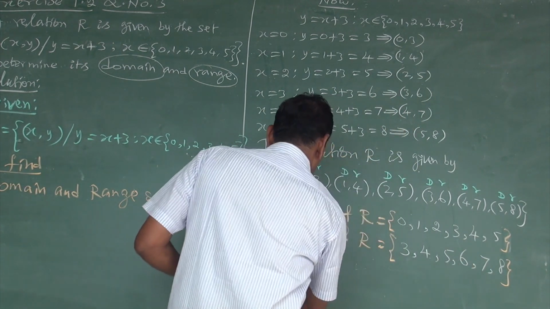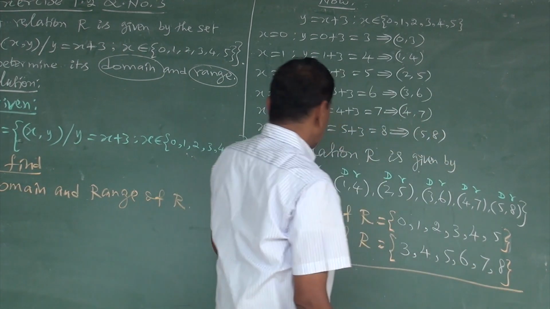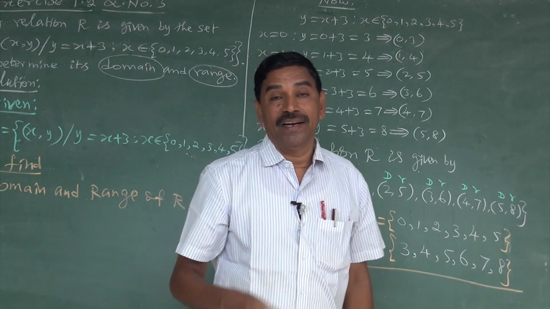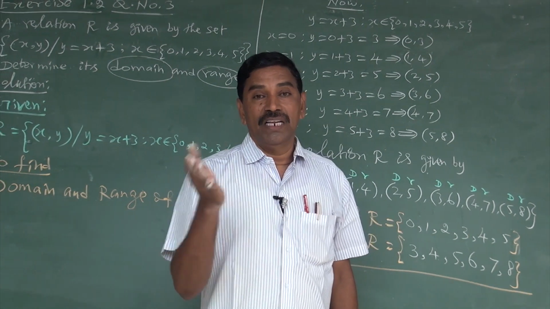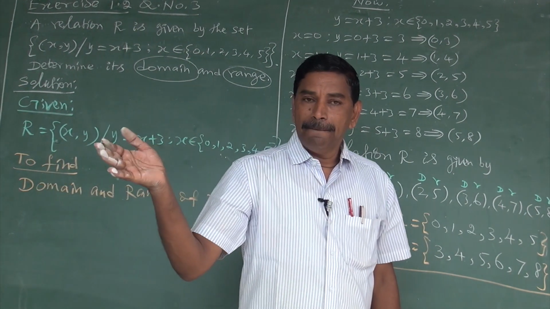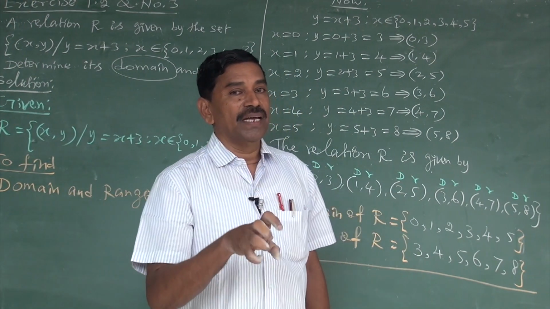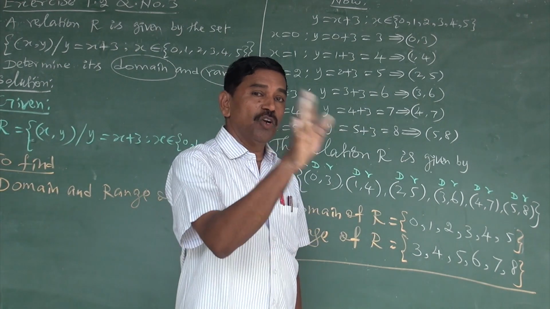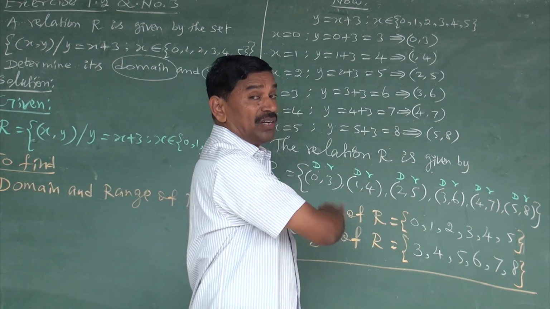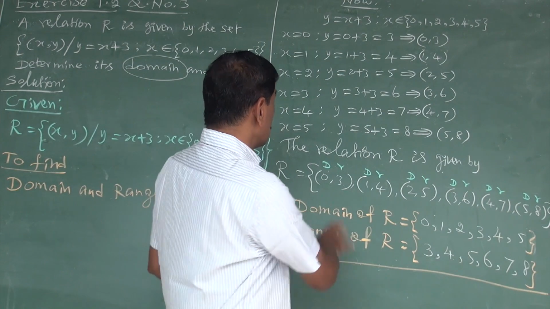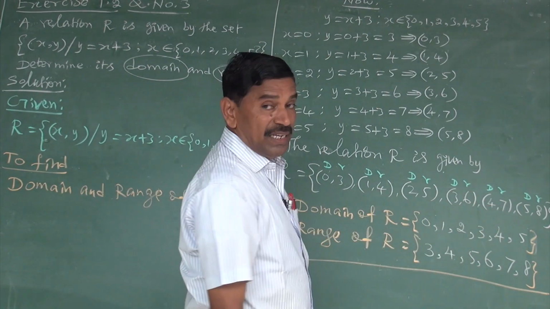Listen. In this question, we are asked to find the domain and the range of R. So first we list out the ordered pairs of the relation R. Then we have the technique, that is domain comma range, domain comma range, domain comma range. That is doctor comma doctor comma doctor, etc. So the domain and the range of the relation is completed.